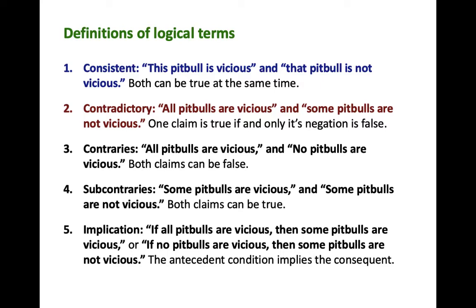Examples, again, written out for you here, consistent claims. This pit bull is vicious, and that pit bull is not vicious. Both can be true at the same time. They're compatible claims. Consistent is compatible.